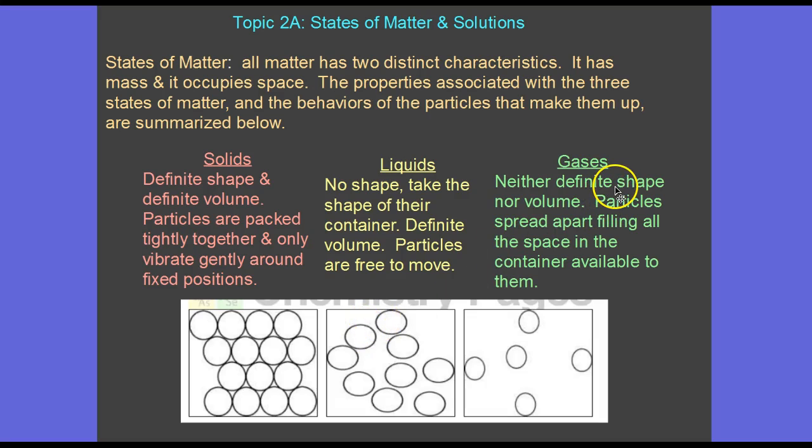Gases have neither definite shape nor volume. The particles are spread apart, filling all the space in the container available to them. So there's no definite shape or volume because gases are compressible. Those empty spaces between the particles mean you can compress them.